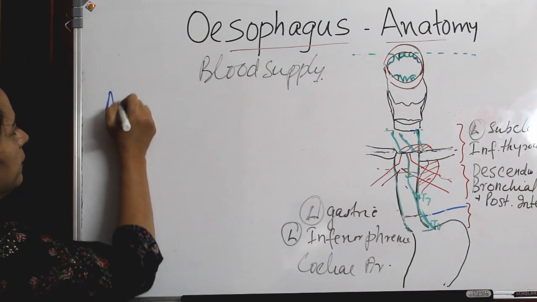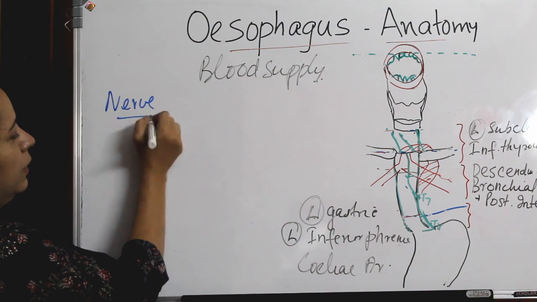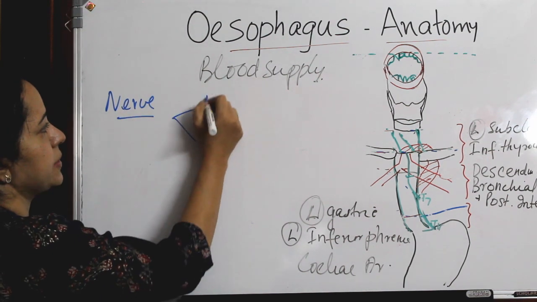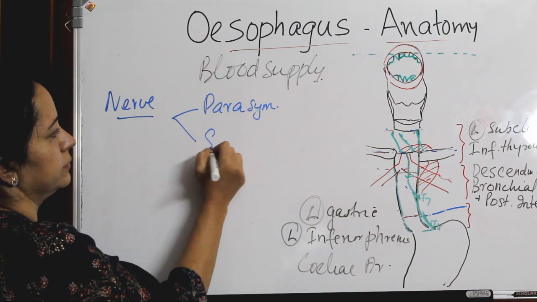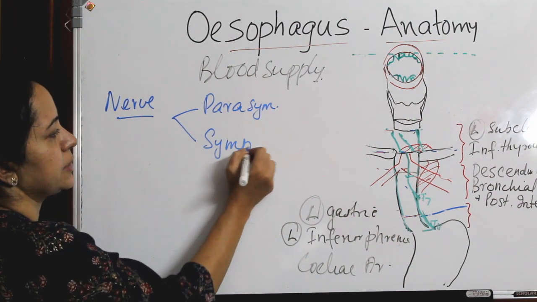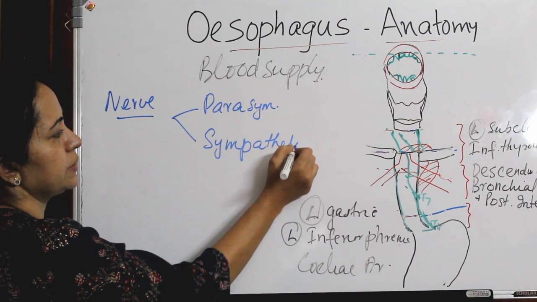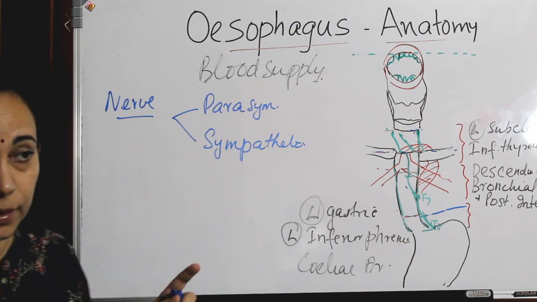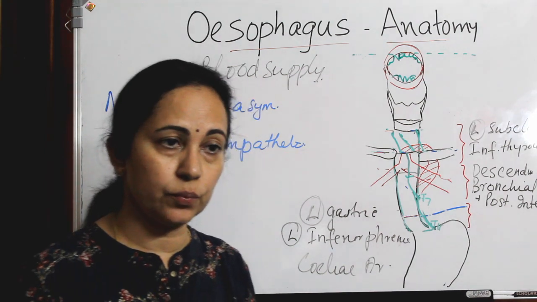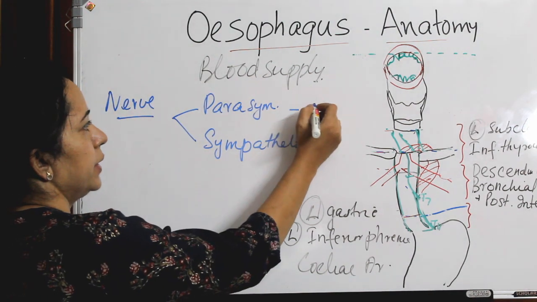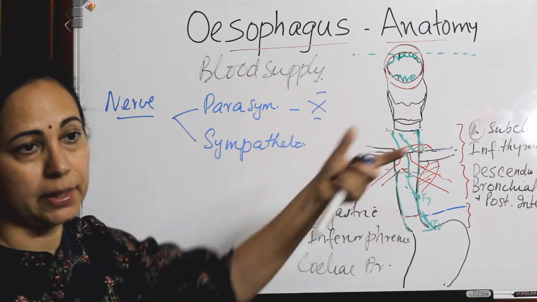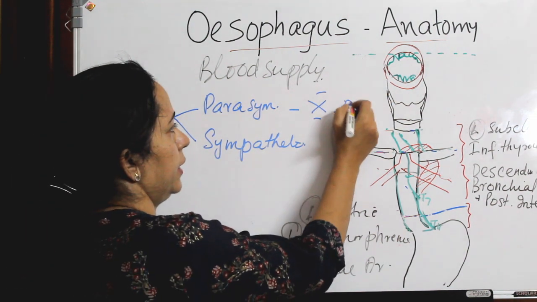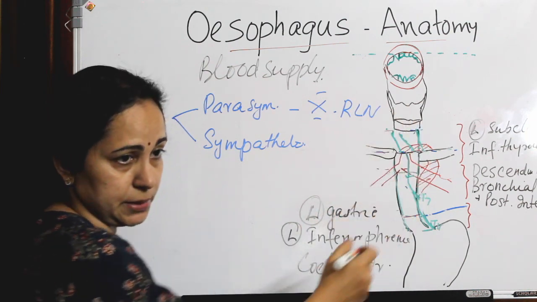The nerve supply is both parasympathetic and sympathetic. Parasympathetic, what is the parasympathetic supply? From which nerve? It is mainly from the nucleus ambiguus through the vagus. Okay, so it is the 10th nerve, and in the cervical part it is mainly the recurrent laryngeal nerve. The recurrent laryngeal nerve supplies the striated muscles.